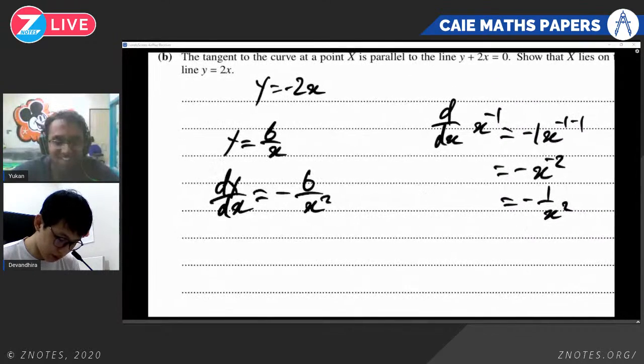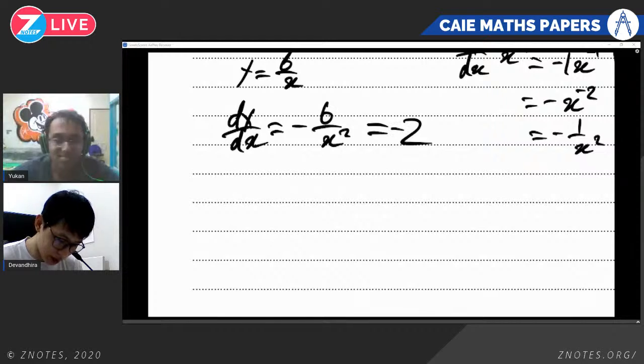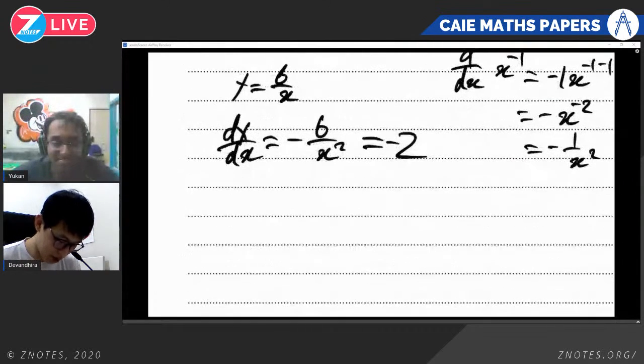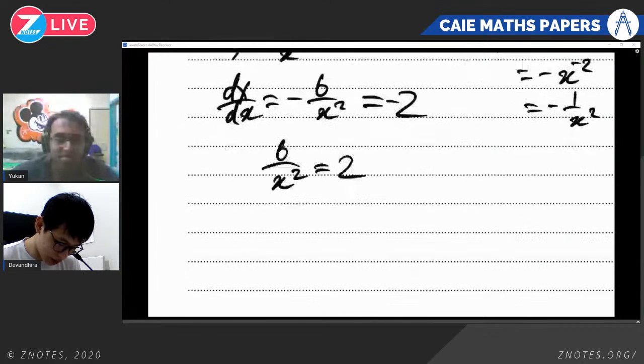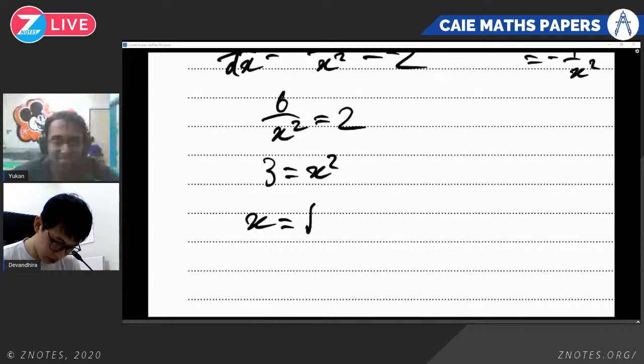We just have to look for when this is equal to 2. That means you have to equate it to 2. Wait, so -2. Sorry, -2. My bad. We make mistakes too sometimes. We're humans. You just have to solve the equation then. So 6 divided by 3, that's 3, is equal to x squared. x is equal to √3.